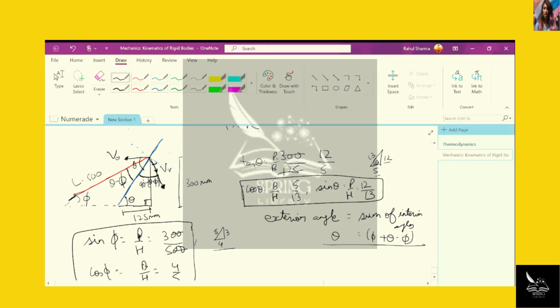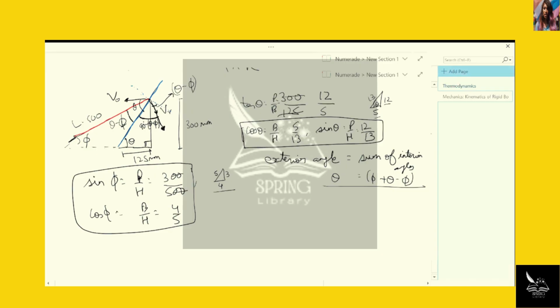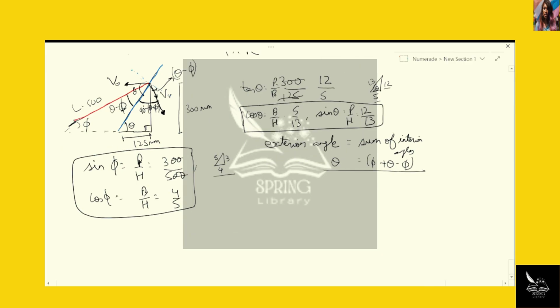So this angle, the angle we are after, is perpendicular to the blue line, and we already know that the angle VR makes with the blue line is 90 degree minus theta minus phi. So this angle is going to be just theta minus phi. So now we know all our angles. So let's go back full screen. So now we can write down all the components.